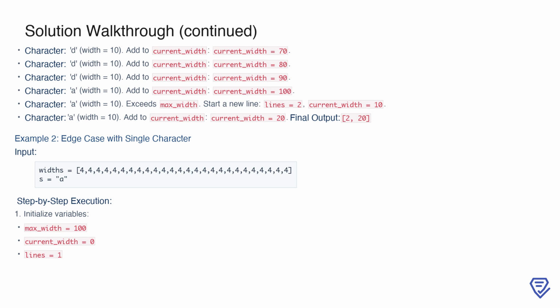Finally, we add the last A, which increases current_width to 20. At the end of processing, the total number of lines is 2, and the width of the last line is 20. The final output for this example is 2, 20.